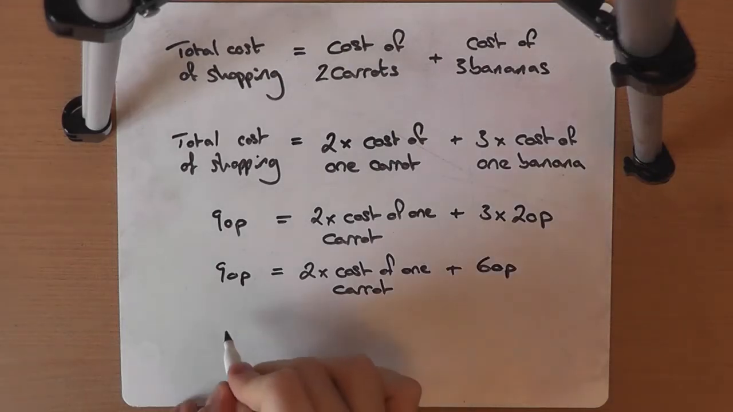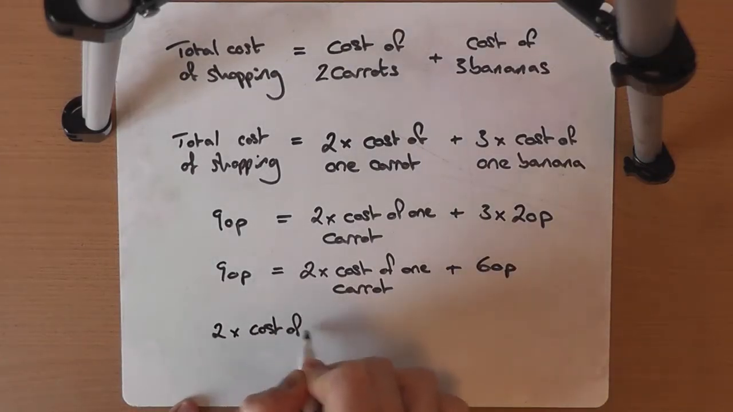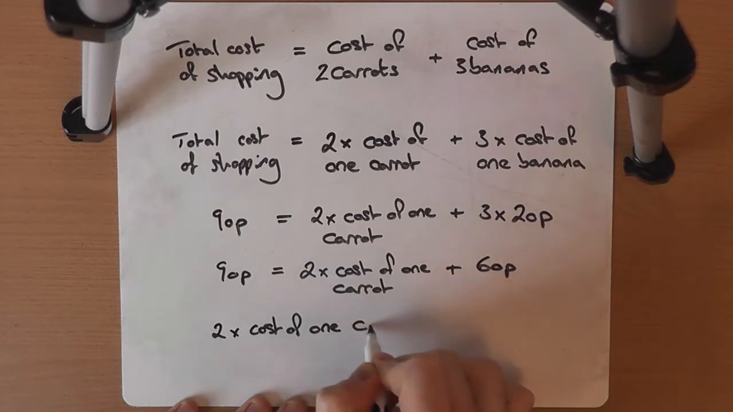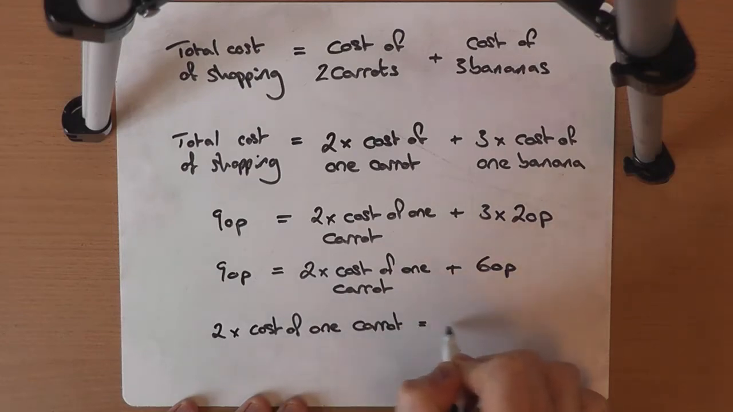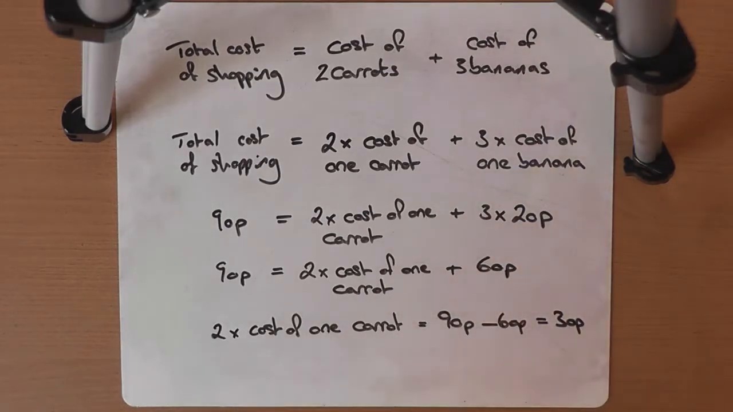But if we're doing that properly, what we'd be saying is 2 times the cost of 1 carrot is the 90 pence less the 60 pence, which gives us that 30p difference. But we don't want 2 times the cost of 1 carrot. We don't want the cost of all the carrots in total. We just want the cost of 1 carrot, and there are 2 of them.